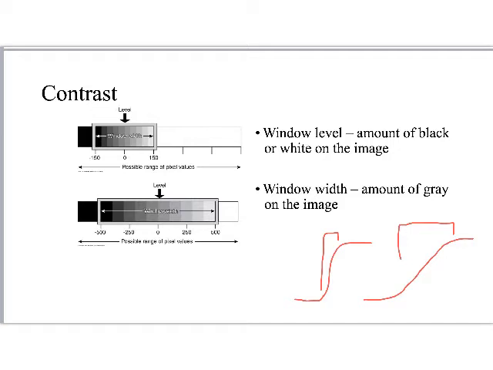Now we also talk about level, and a lot of times the way I think about window level is this is the amount of blacks and whites on the image. And this scale here actually comes from CT, so don't let that confuse you. But we still apply window width and leveling to digital images.